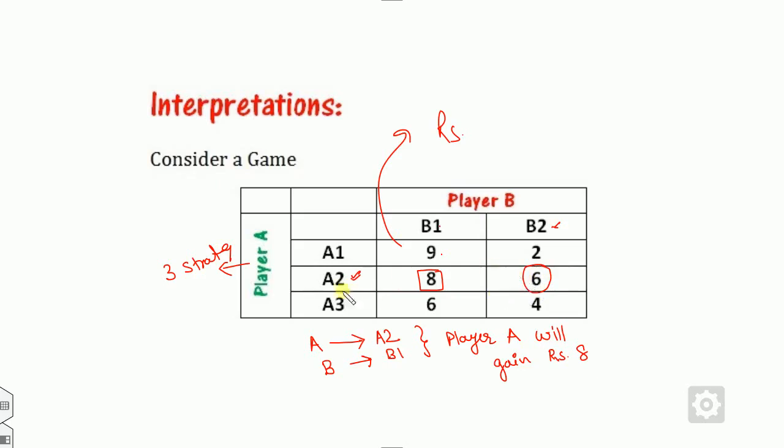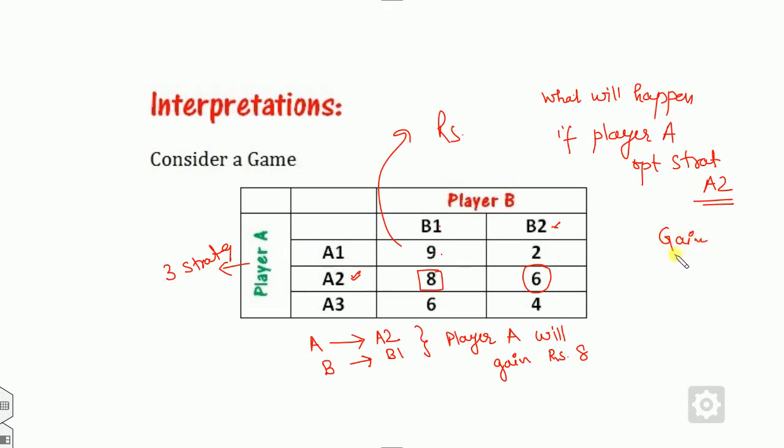So what is the meaning of that? If I forget about player B, in general, what will happen if player A opts for strategy A2? What is the gain for him? If player A chooses strategy A2, then he may gain either 8 or 6, depending upon the strategy opted by player B.